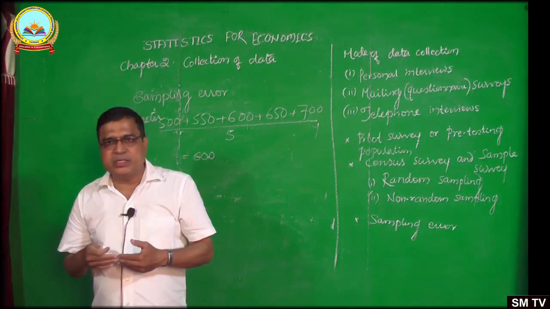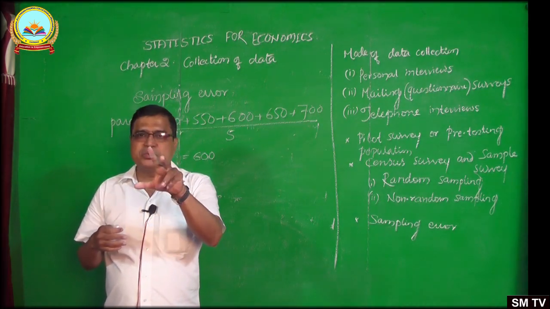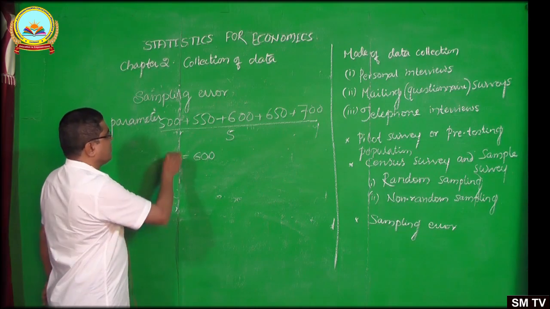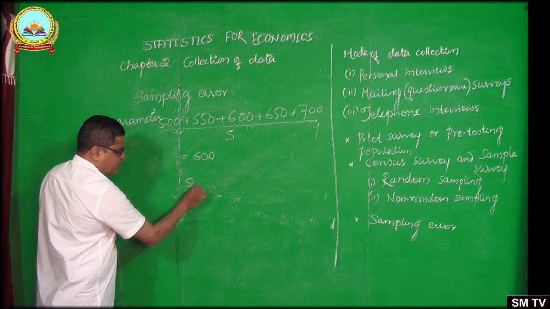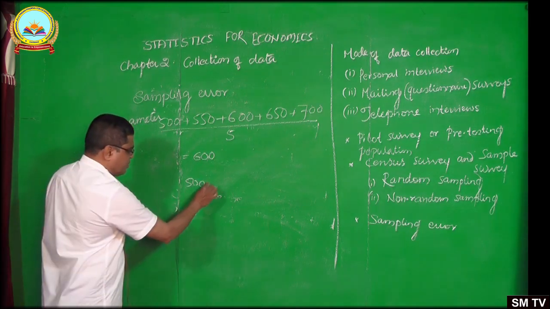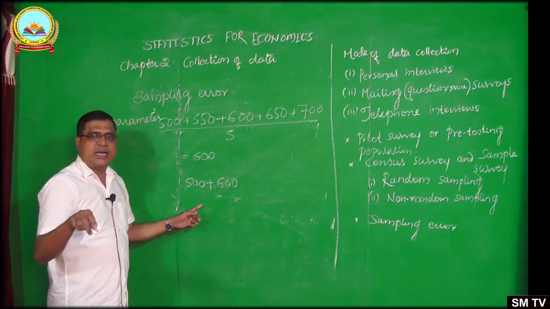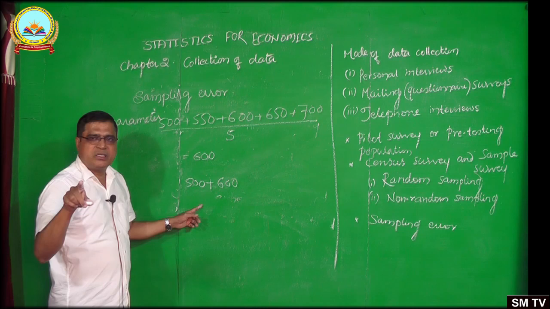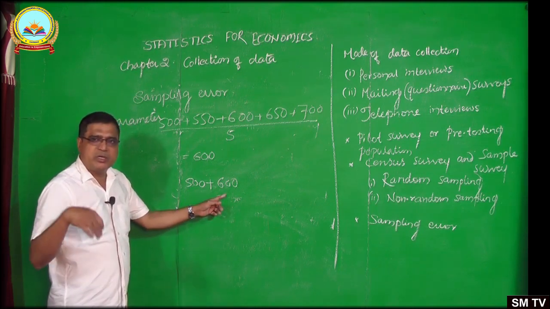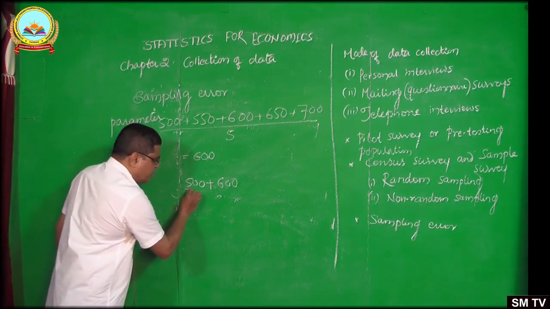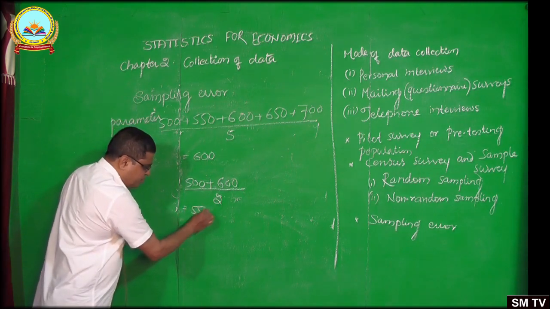It is called parameter. Now, I will take a sample of 2. That is, 2 units I will consider. It is 500 and 600, chosen by some method. So I have 2 units in the sample, 500 and 600. Now I am going to calculate the average income of these 2 farmers included in the sample. So 500 plus 600 divided by 2, you will have 550.